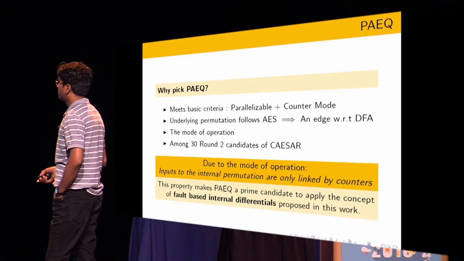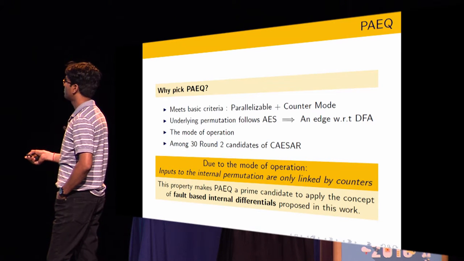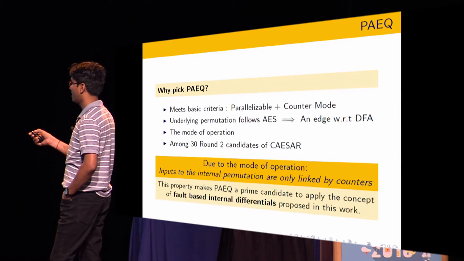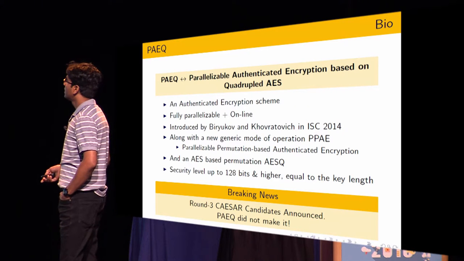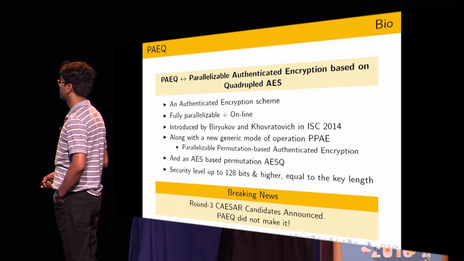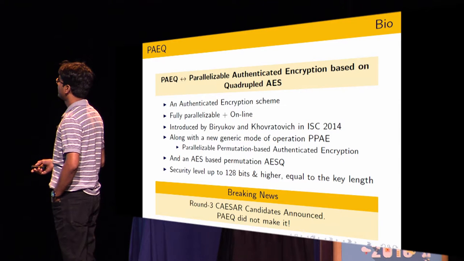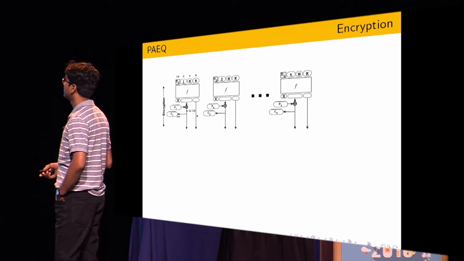So here is nothing to say. The main idea is that it's parallelizable and uses counter mode, which I explained before already. And here is one story: this went out. The algorithm is no longer in the CAESAR competition. Another thing, nothing to say here.